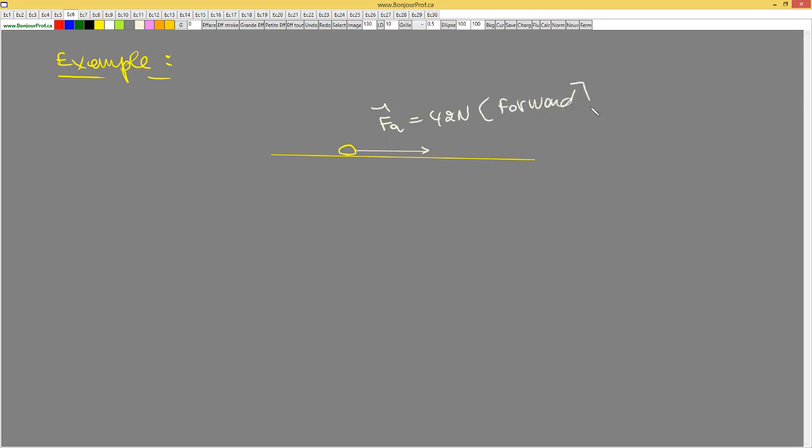Is this the only formula? This is the only formula. There is only one. Okay. Fa, 42 newtons forward.